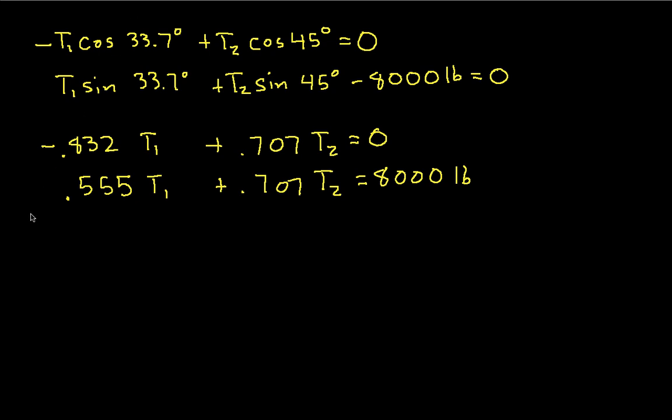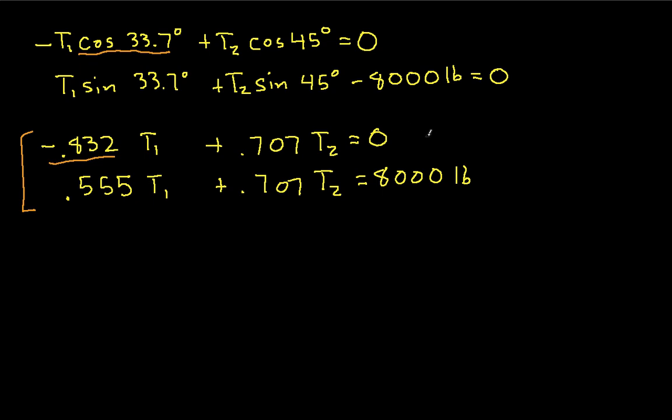So one way to do this is by substitution. What I've done is I've taken the cosine of 33.7 and computed it. So basically, in this set of equations, we just have numbers. We don't have any more cosines or sines. In substitution, I'll use one equation to solve for T1 or T2 in terms of the other variable, and then plug that into the other equation.